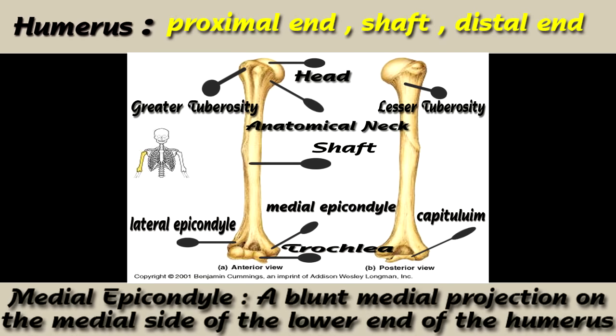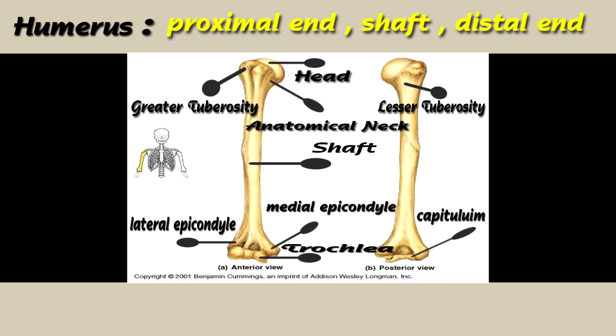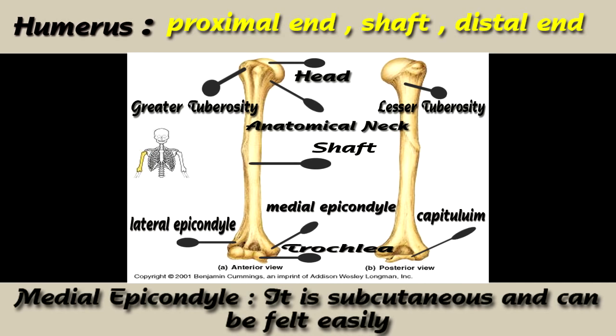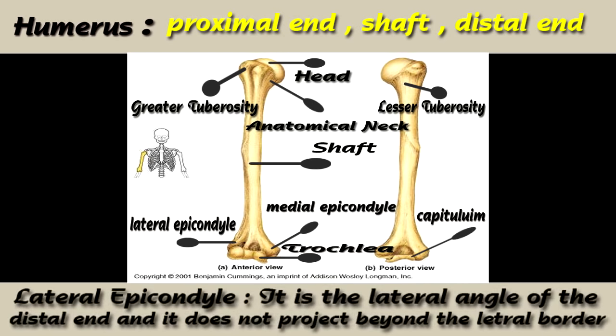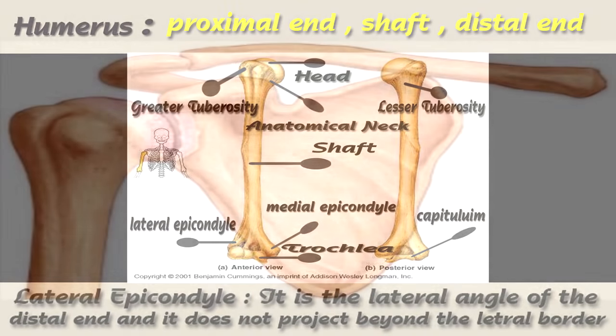A blunt medial projection on the medial side of the lower end of the humerus. It is subcutaneous and can be felt easily. But the lateral epicondyle, it is lateral angle of the distal end and it does not project beyond the lateral border.